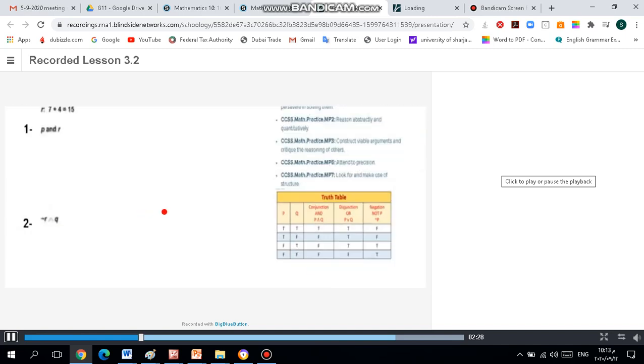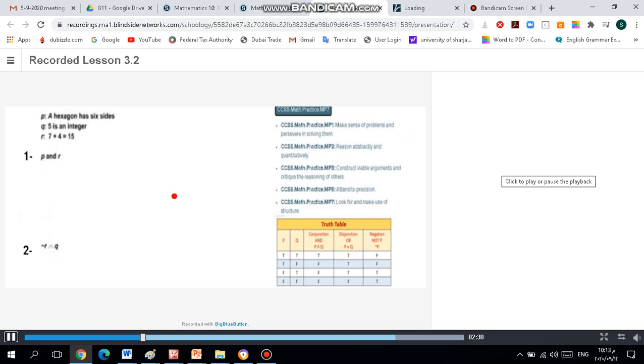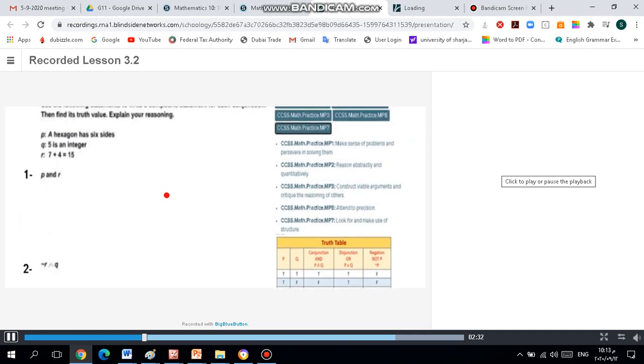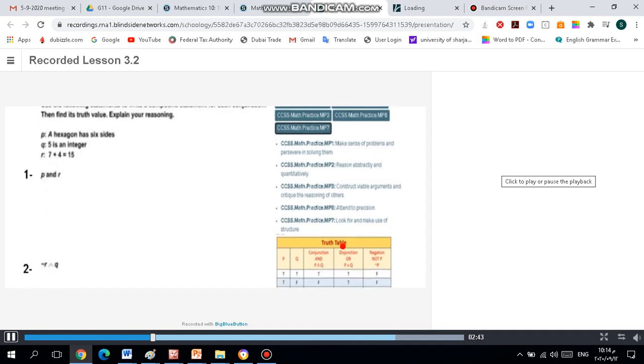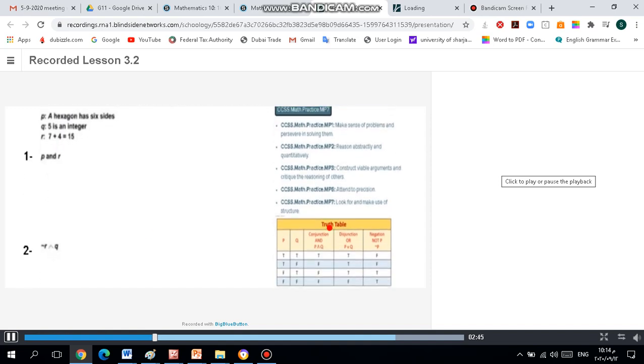Let's start with this example, and we will use the table. The question asks you to write a compound statement for each conjunction, then find the truth value. Explain your reasoning, depending on the truth table, which is mandatory to recognize. Let's see how we can solve an example like this.